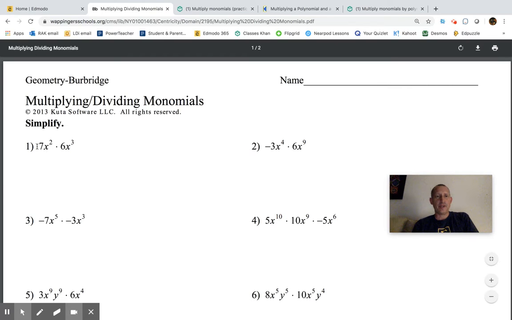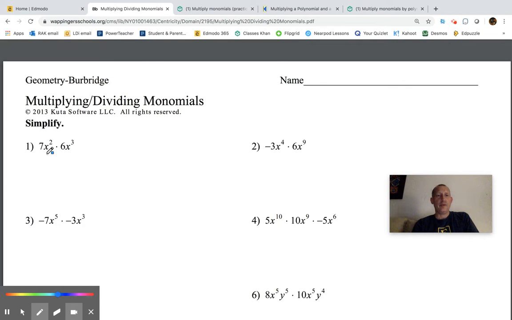The numbers are called coefficients. So how do I multiply? Well, the first thing you got to do is multiply the number times the number. Okay. 7 times 6 is going to be, let's see, 42. Then we multiply the power times the power. Now these have the same base. So that's x squared times x to the third.